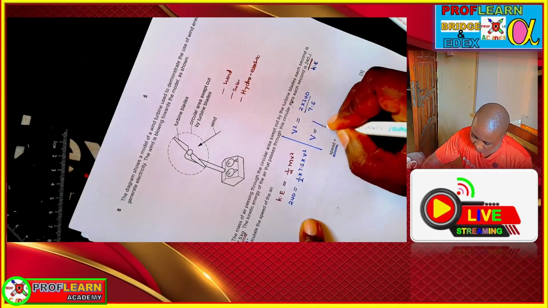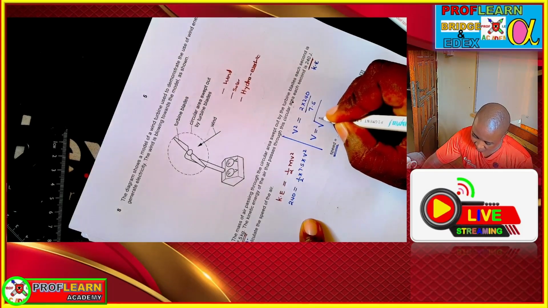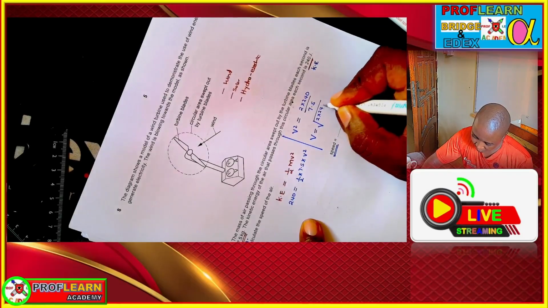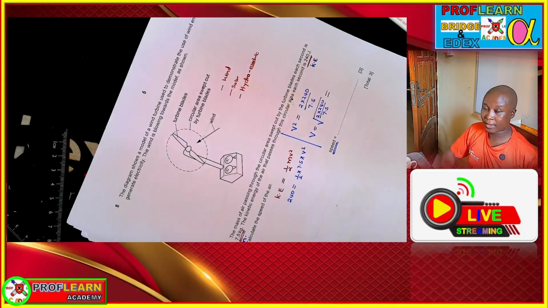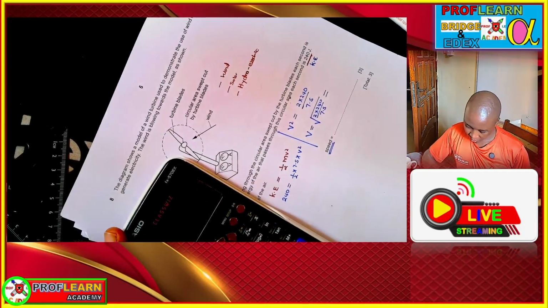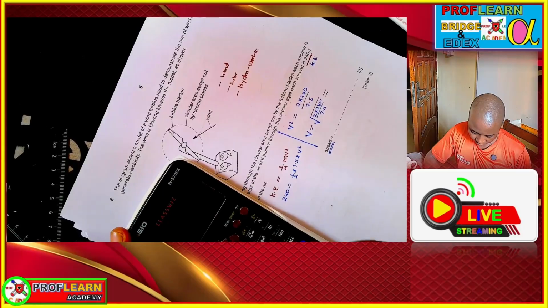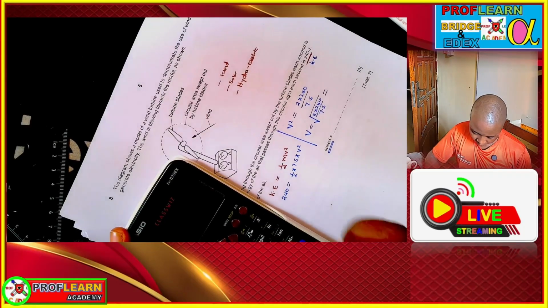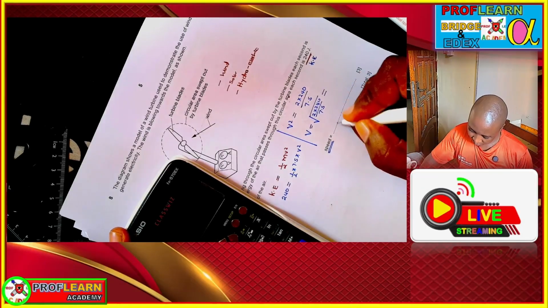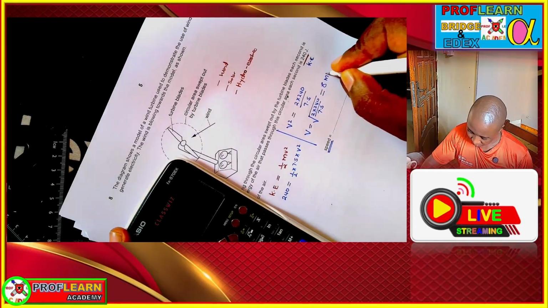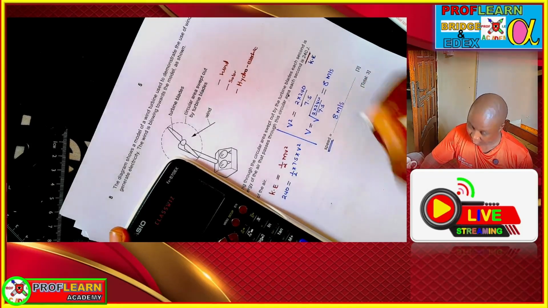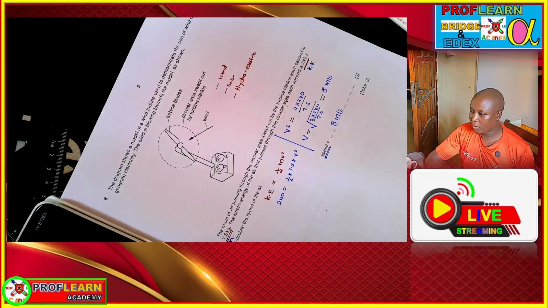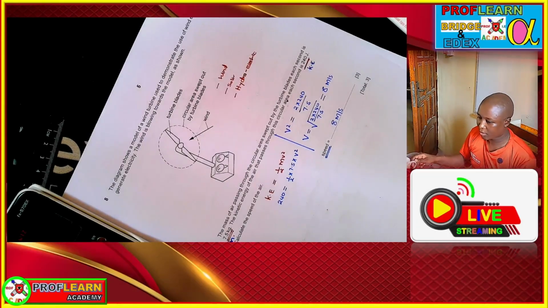Therefore, v is going to be the square root of whatever we have here, that is 2 times 240 divided by 7.5. So if you put that in the calculator, you are going to get what? This is going to be the square root of 2 times 240 divided by 7.5. If you work it out, you're going to get 8 meters per second. So don't forget to write units whenever you are working out questions in physics.